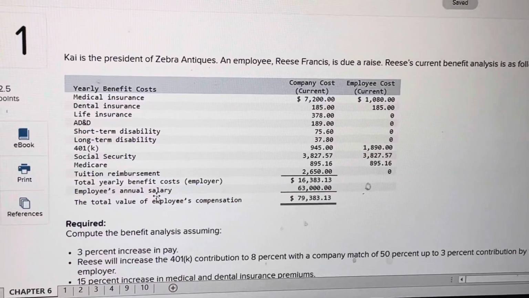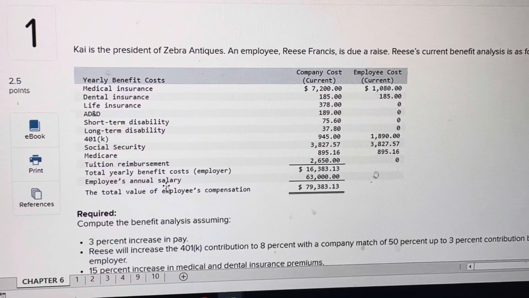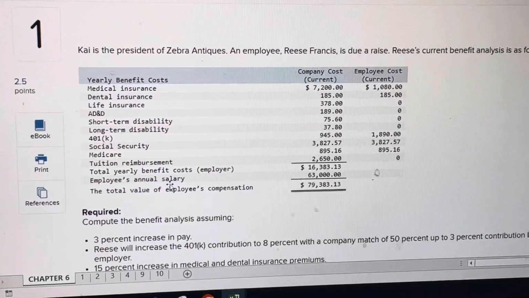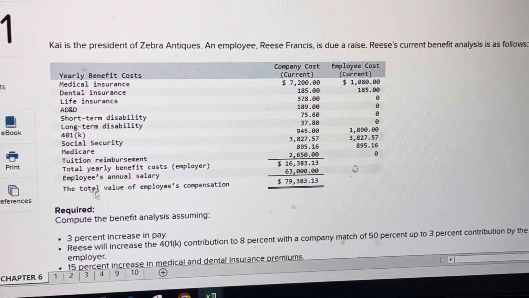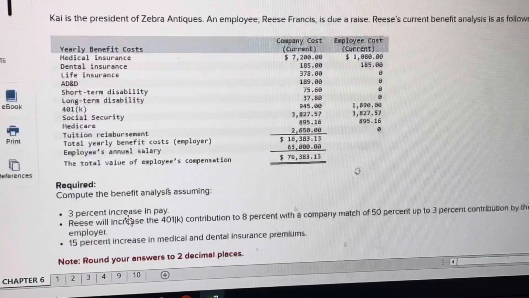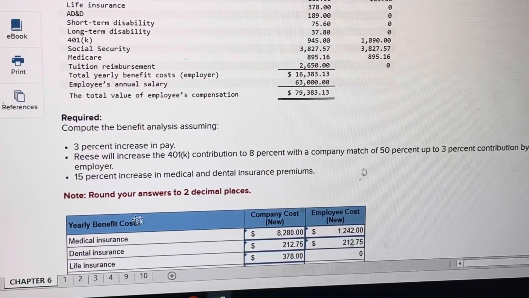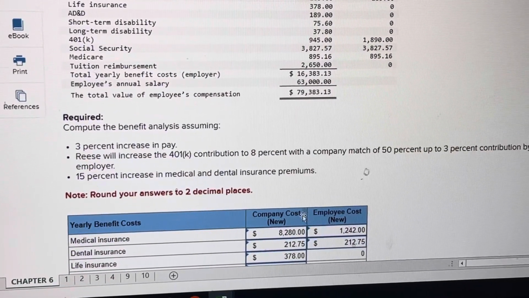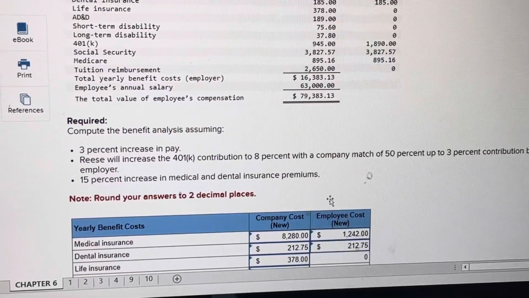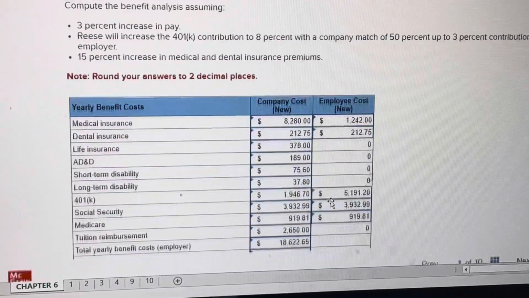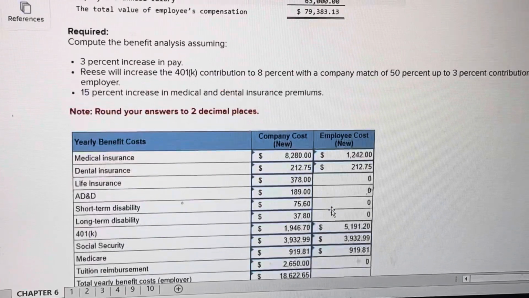Okay, homework assignment for payroll. So this one right here is for chapter 6. They want us to compute the yearly cost for the company and the employee. So what I'm gonna do is show you how to get those answers.